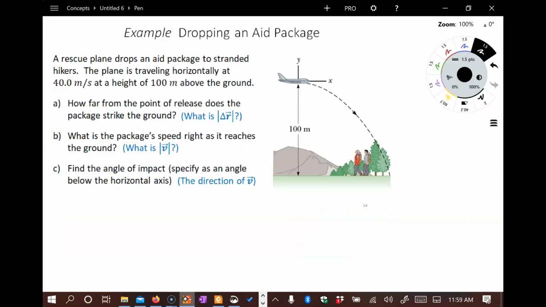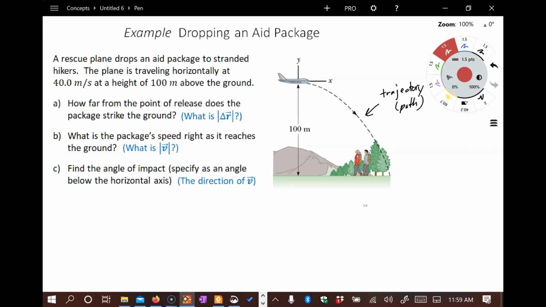So take a moment and read the problem. Pause it for a second. Now that you've read the problem, we're going to go ahead and look at some preliminary stuff. So first of all, I want to highlight that the package is in the airplane, but it's released. And then it follows this dashed line, which we call, again, the trajectory. This is the path that the object moves through in the air.